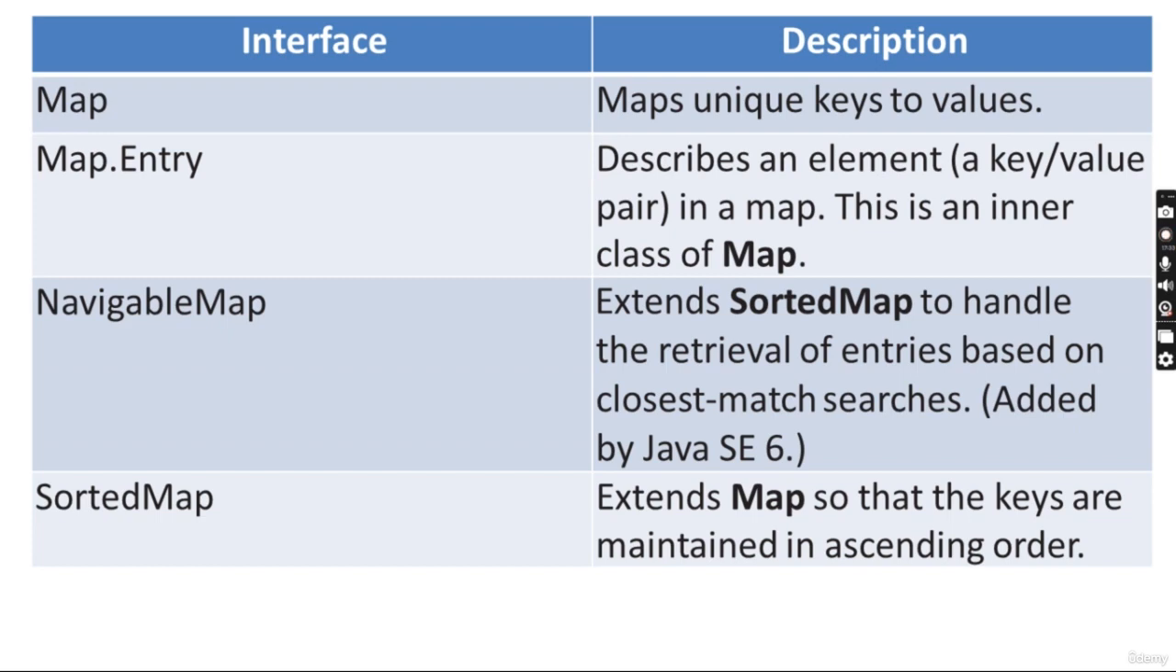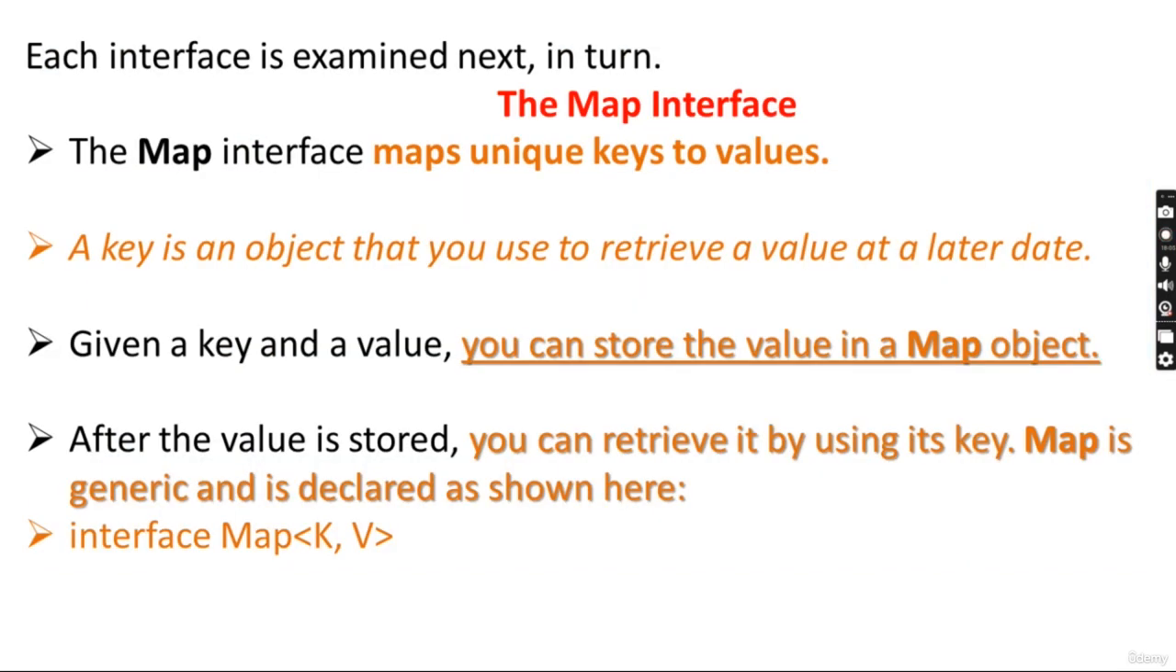First is Map. Map maps unique keys to values. Map.Entry describes an element, a key-value pair, in a map. This is an inner class of Map. NavigableMap extends SortedMap to handle the retrieval of entries based on closest-match searches. SortedMap extends Map so that the keys are maintained in ascending order.